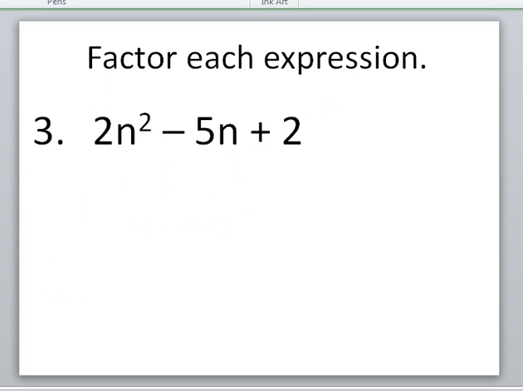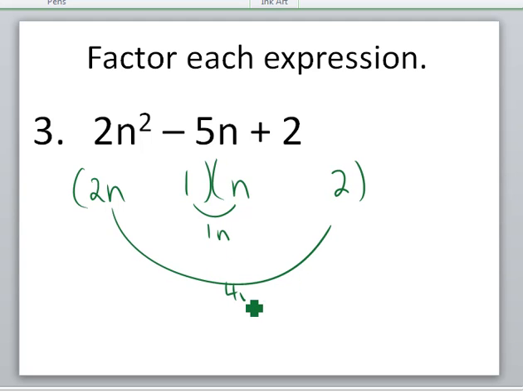This is the same problem we started with at the beginning. So I'm going to cruise through this real quick. I know it's 2n and n. I know I put 2 and 1 like this so I can get my 5. This time, though, I need a negative 5, so I would put in negative, negative. Minus, minus gives me the positive 2 at the end on my product, but it gives me a negative sum.